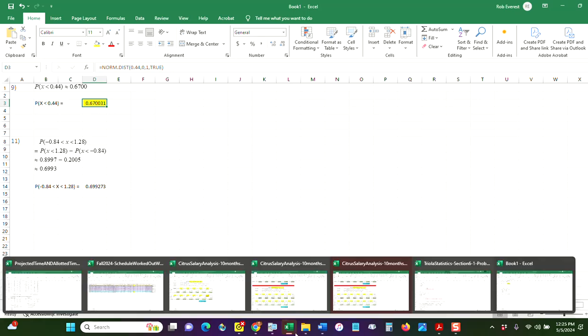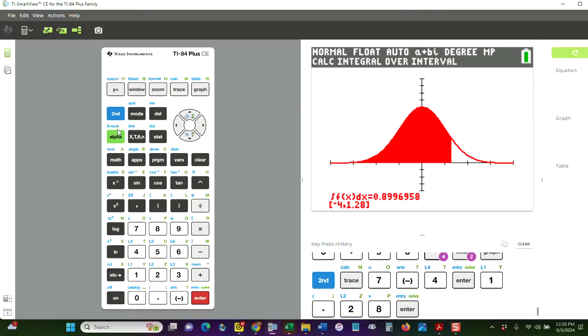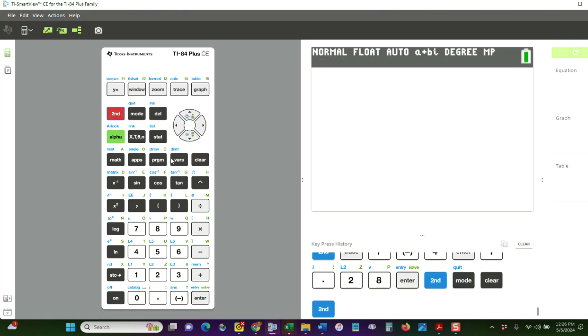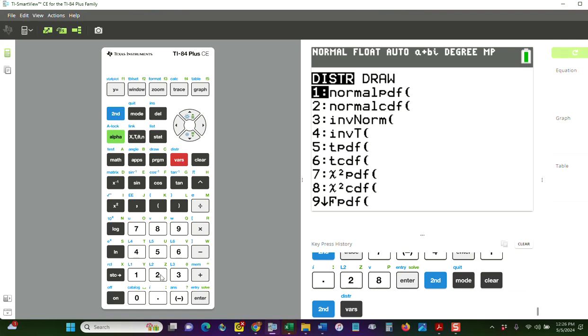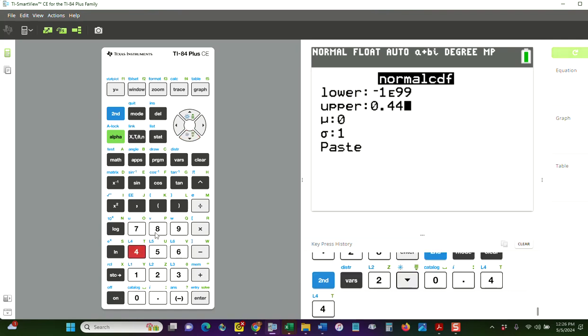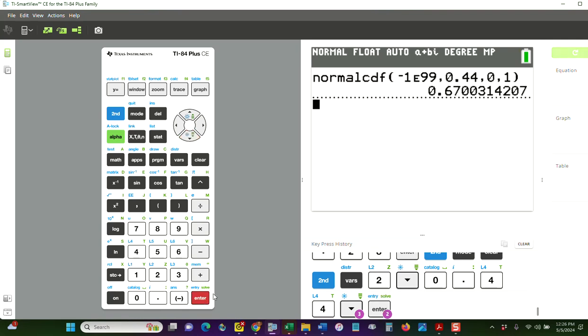And on the graphing calculator, if I was to ask from the home screen to find the normal CDF function here with the lower bound of -1 times 10 to the 99th power, very close to negative infinity as far as our calculator is concerned, and go up to the upper bound of 0.44 with a mean of 0 and a standard deviation of 1, when I paste that to the home screen and push enter, you'll notice it also is 0.6700 to the closest 10,000th.